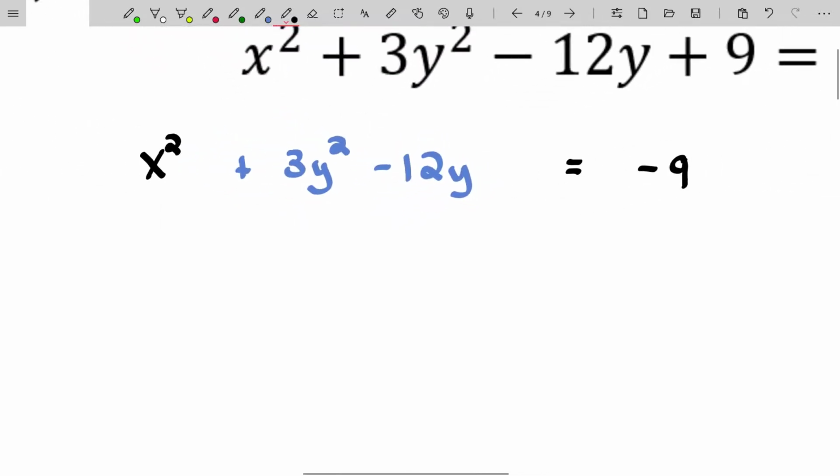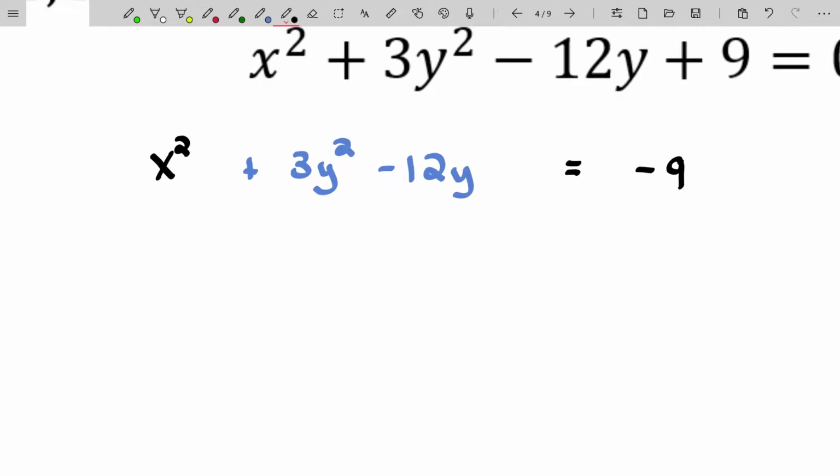I'd like to get that to be a single term involving y. So let's see, the x squared is just going to hang out for a while. The y terms, I'm going to factor a 3 out, and I'm left with y squared minus 4y. We'll leave some space there, and then equals a -9. Now, right now, how this is written, we haven't actually changed anything. We've just factored a 3 out of those 2 terms that have y with them. But now what I'm going to do is complete the square.